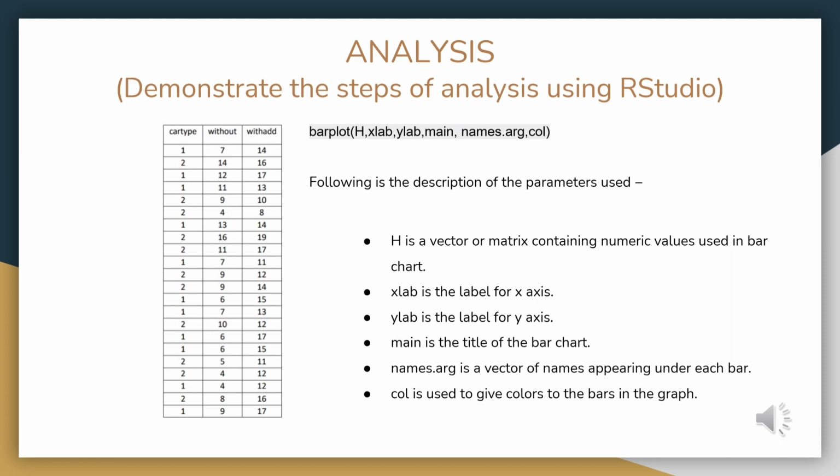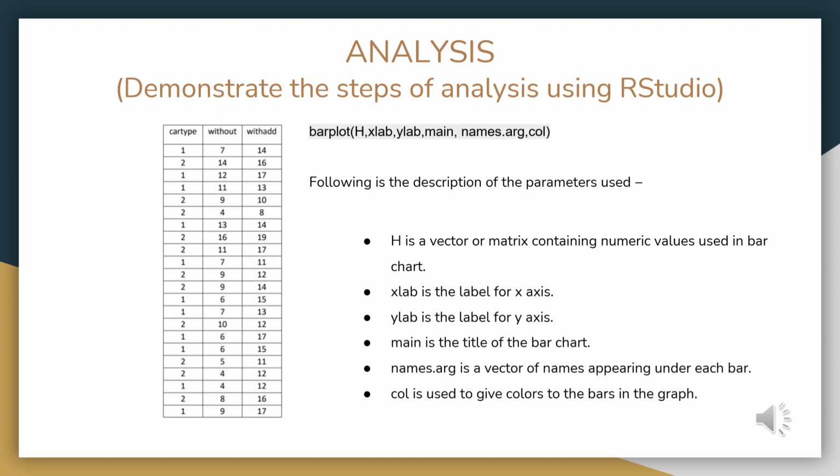The code is barplot(height, xlab, ylab, main, names.arg, col). Height is a vector or matrix containing numeric values used in the bar chart. Xlab is the label for the x-axis. Ylab is the label for the y-axis.